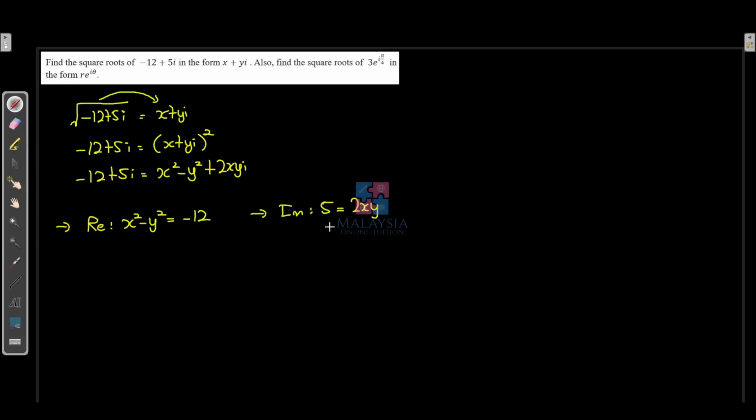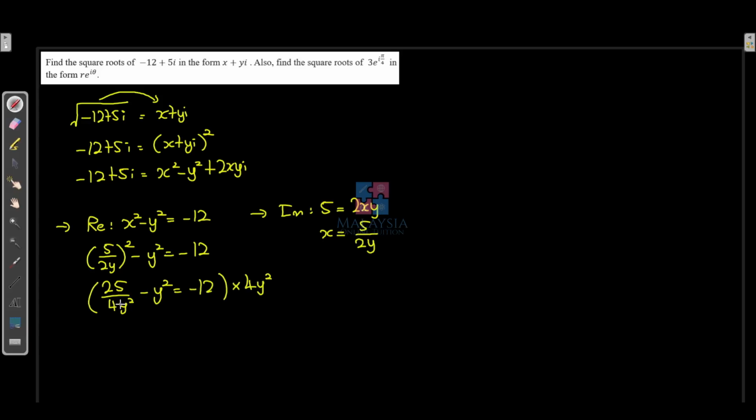Now we can replace our x or y, up to you. Let's say we replace x equals 5 over 2y. Substituting inside the real part, we have 5 over 2y squared minus y squared equals negative 12. Expanding, we get 25 over 4y squared minus y squared equals negative 12. We haven't multiplied yet. Now we have to multiply by 4y squared to get rid of the denominators. So we get 25 minus 4y to the power of 4 equals negative 48y squared.